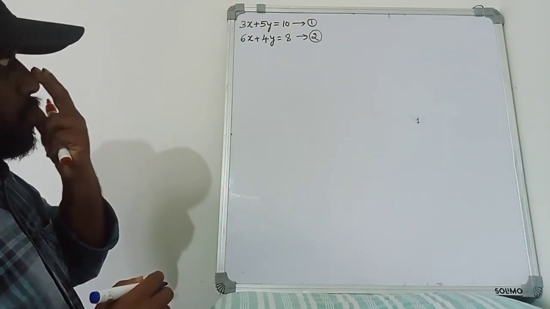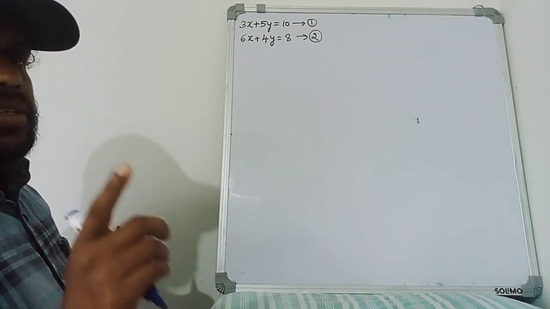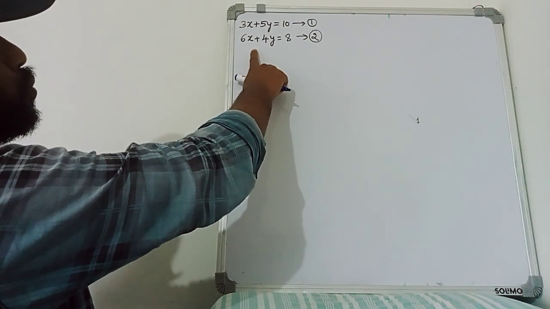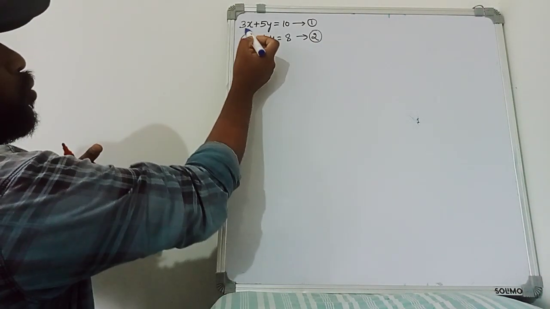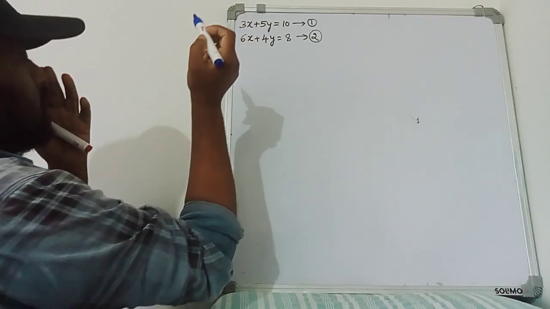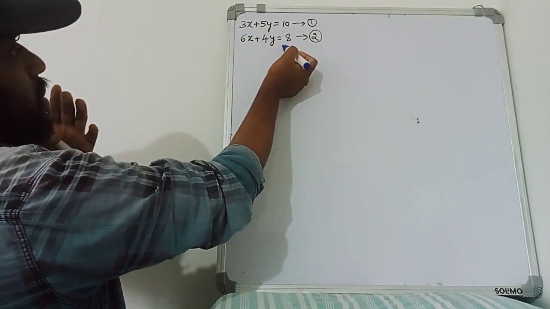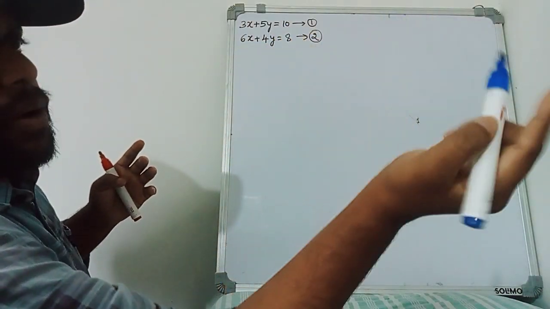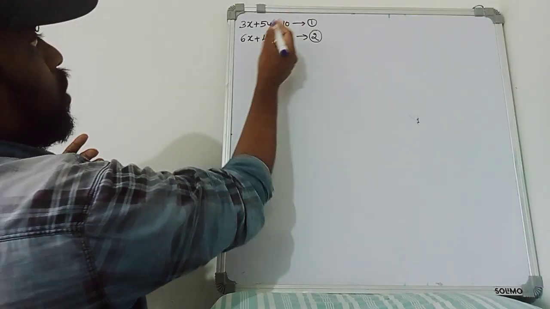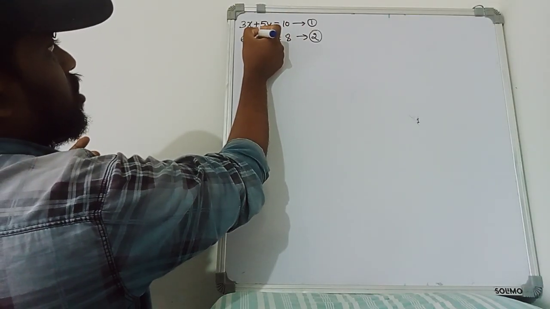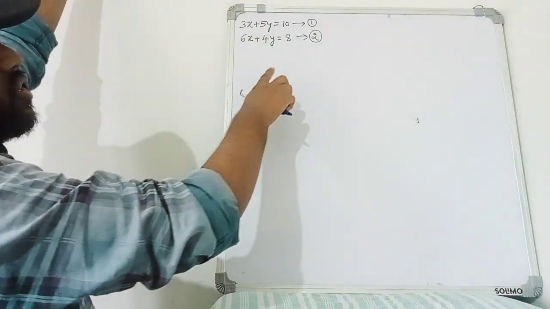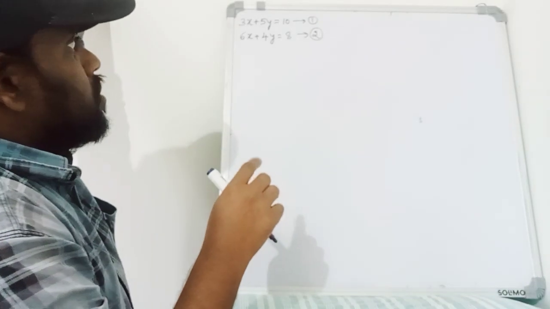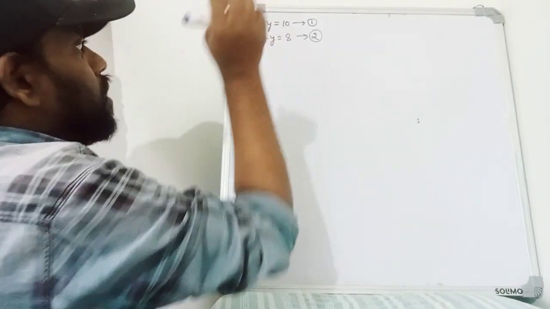Today the topic is solving two linear equations in two variables. There are two variables x and y, and these are linear equations because the power of the variables is 1. Here, nothing means 1 is there, x to the power of 1. So these are the linear equations in two variables x and y.